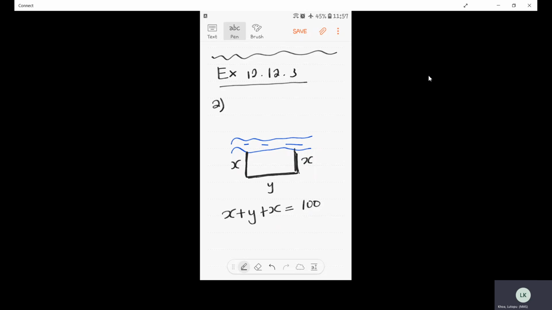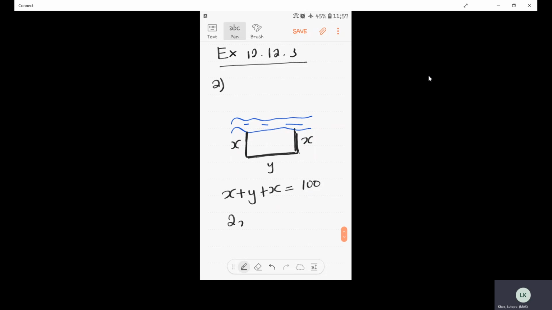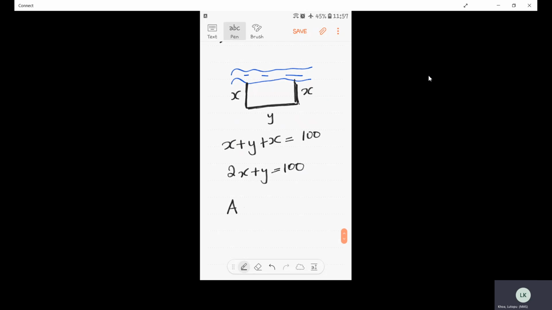Now if we simplify this, we have 2x plus y is equal to 100. Now we're trying to maximize the area, so we say our area, this is a rectangle, the area of a rectangle is just x times y. Now this equation here is in terms of x and y, and we want to change one of the variables and rewrite it in terms of the other one.